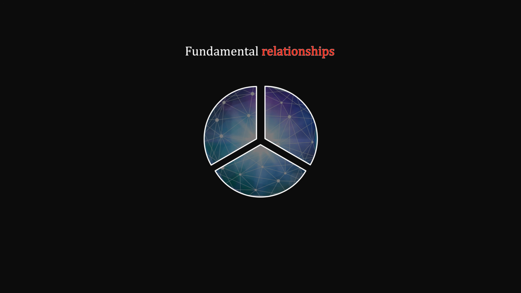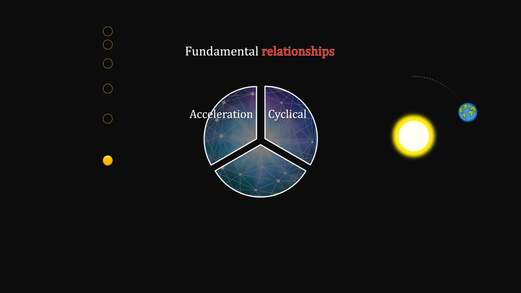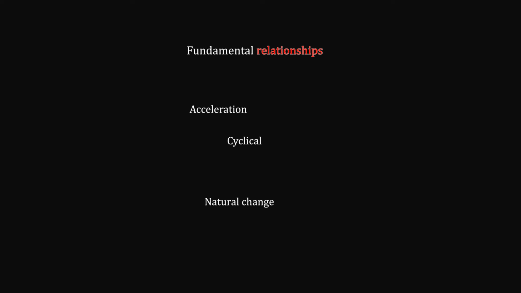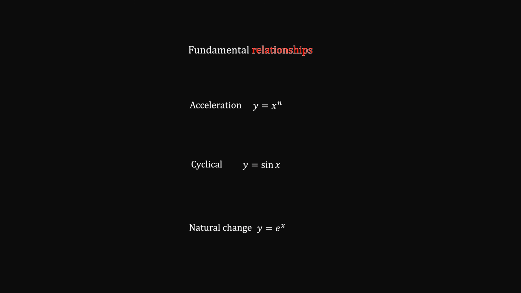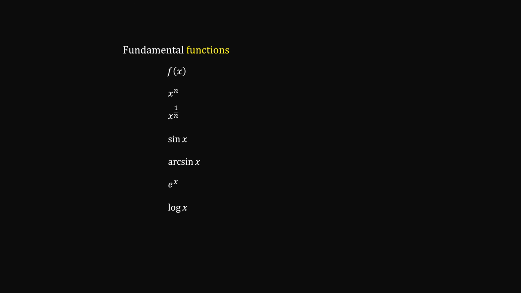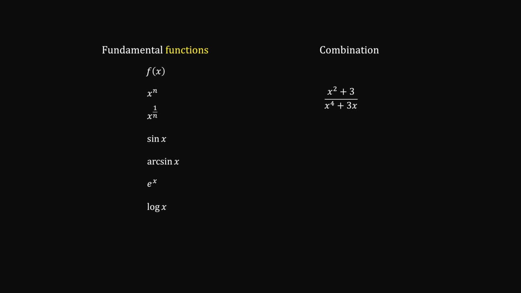The 3 fundamental relationships were inspired by natural phenomena: acceleration, cyclical, and natural change. For each relationship, depending on what is known and what is unknown, each branches into 2. This leads to the 6 fundamental functions for math operations. We can combine and mix these fundamental ones to understand the more complex real-life relationships.